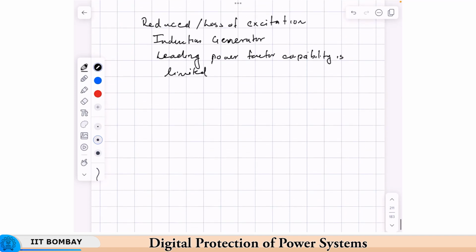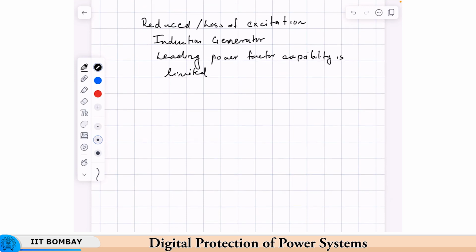So, some level of reduced field operation or some level of leading power factor operation can be tolerated. So, the protection system should raise an alarm if reduced excitation is detected.